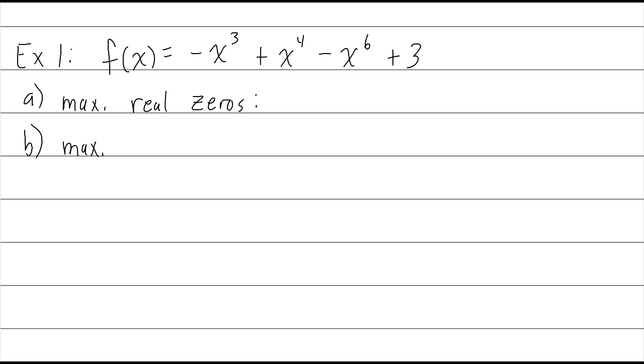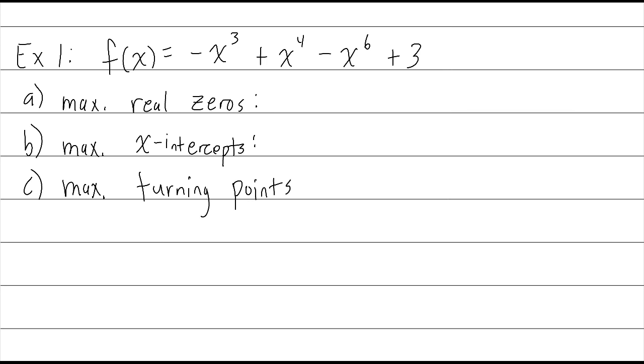It's possible that you have some real zeros and then some of them are imaginary. So maximum number, if they're all real zeros, that'll be the max number. Part B, the maximum number of x-intercepts. I guess I'll write out the word here. And part C, the maximum number of turning points. Okay, so that's a lot of writing.